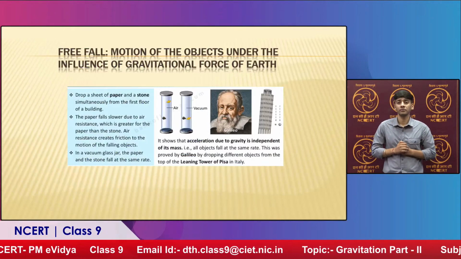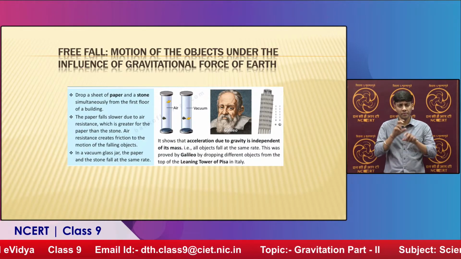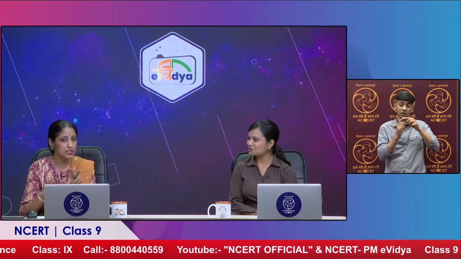So earlier it was observed that if a feather and a stone are dropped, or if two objects of different masses are dropped at the same time from the same height, then both will reach at different times. For example, if I take a feather and a coin, and I drop both of these objects at the same time from the same height, what will happen? Which of the two things will reach the ground first? So it's very easy, ma'am. The stone or the coin will reach earlier.